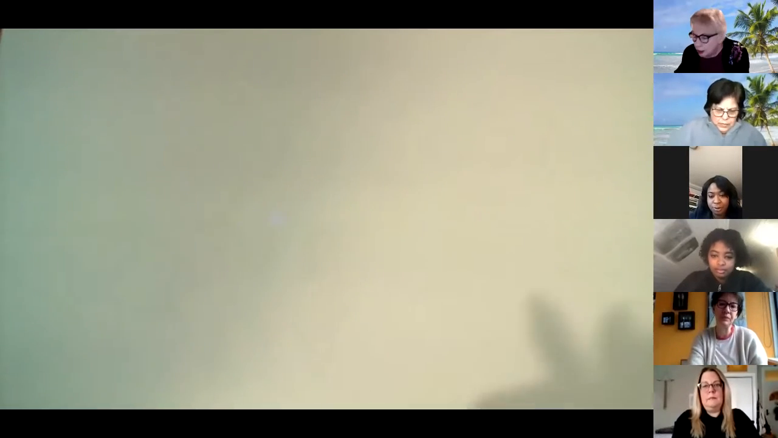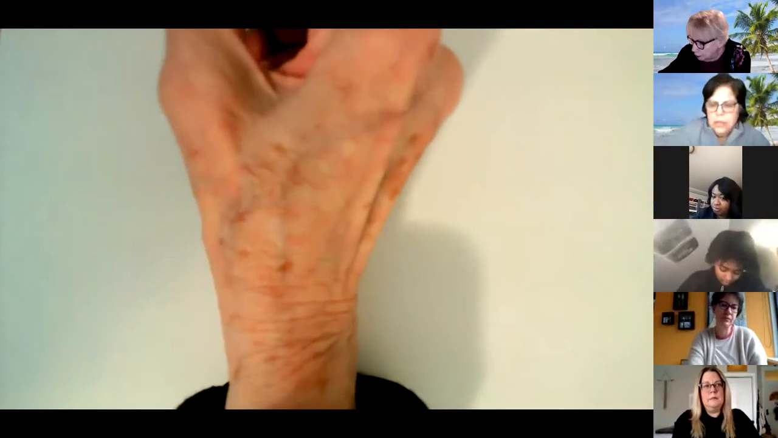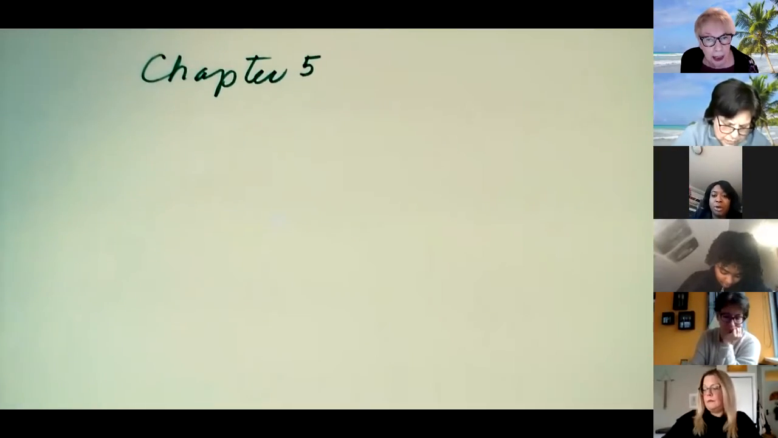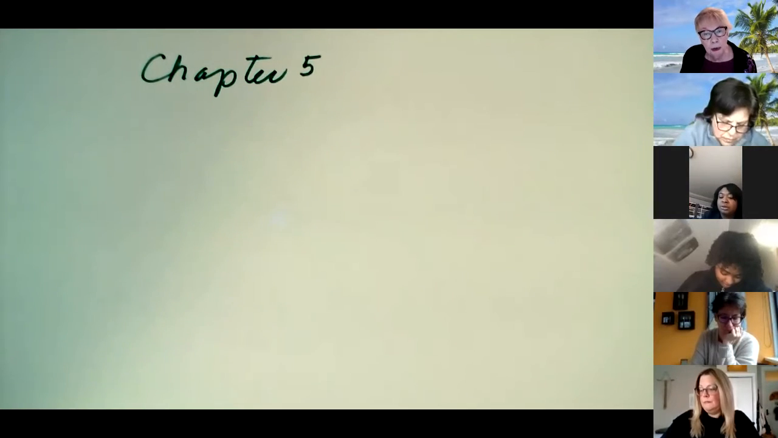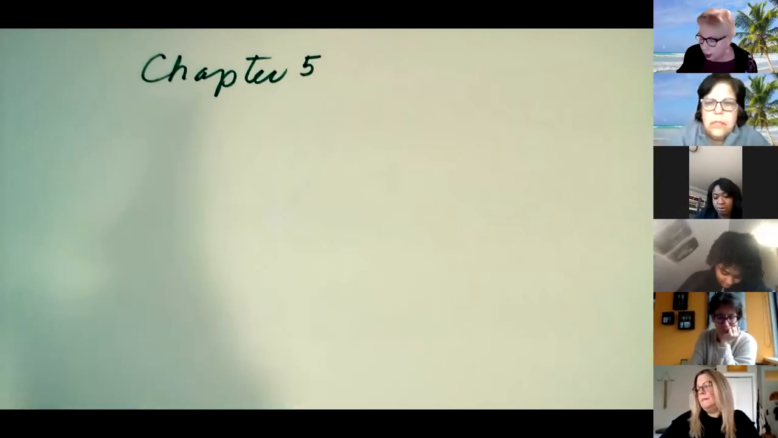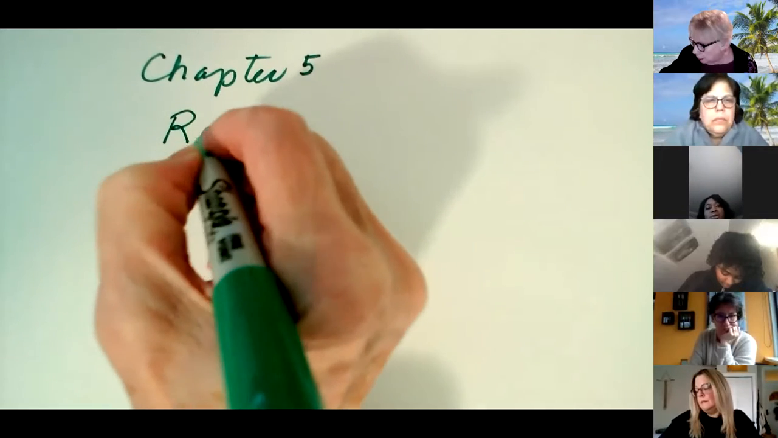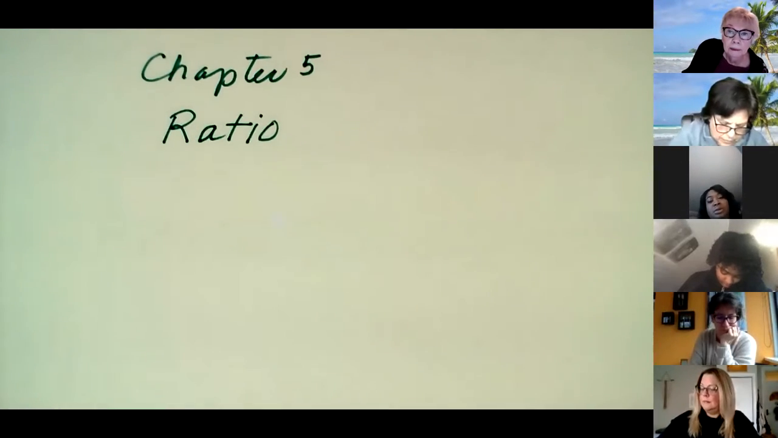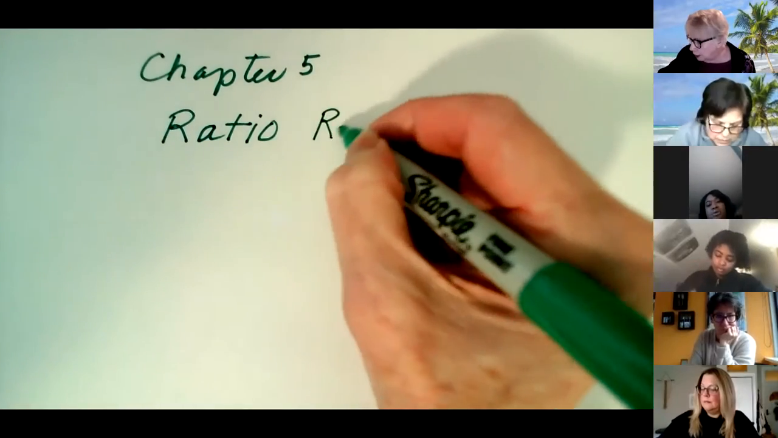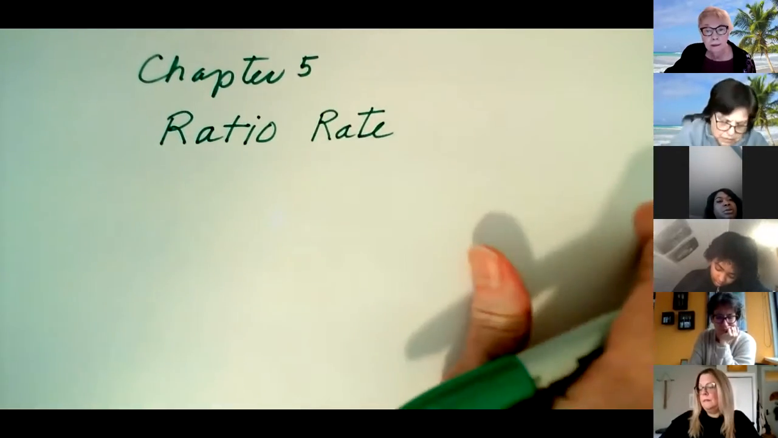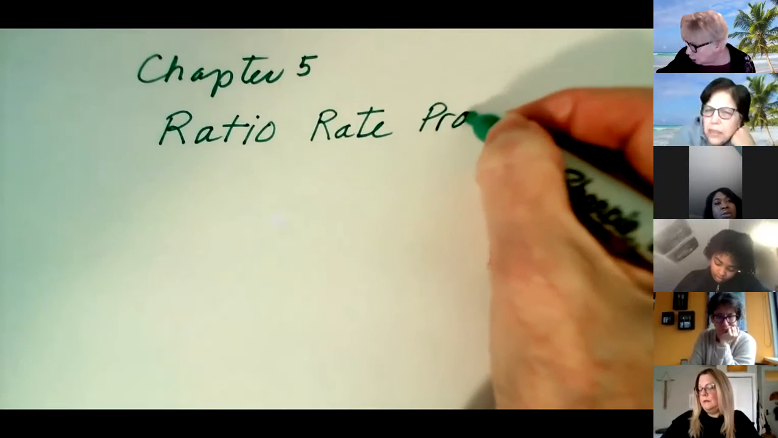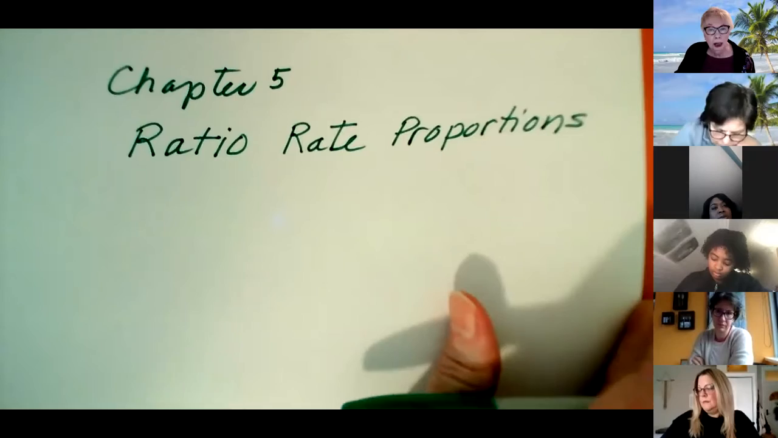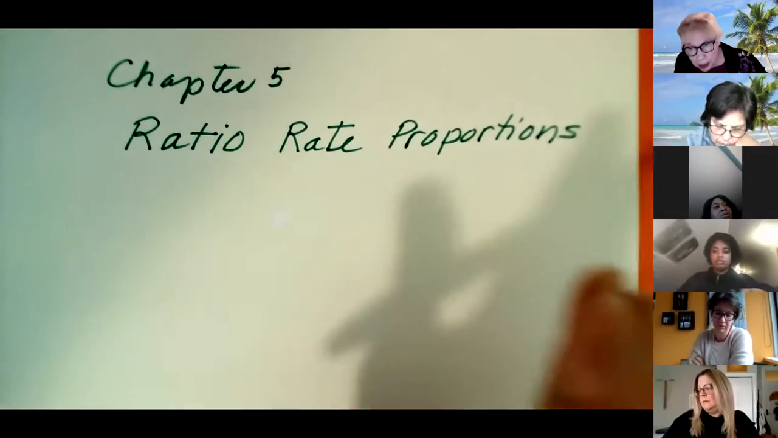Okay, so this is chapter 5, and I want to get this out of the way before we do anything else. There's 3 topics, and the first one is ratio, and then a little bit later they talk about rate, and then a little bit later they talk about proportion or proportions. So this all goes together.